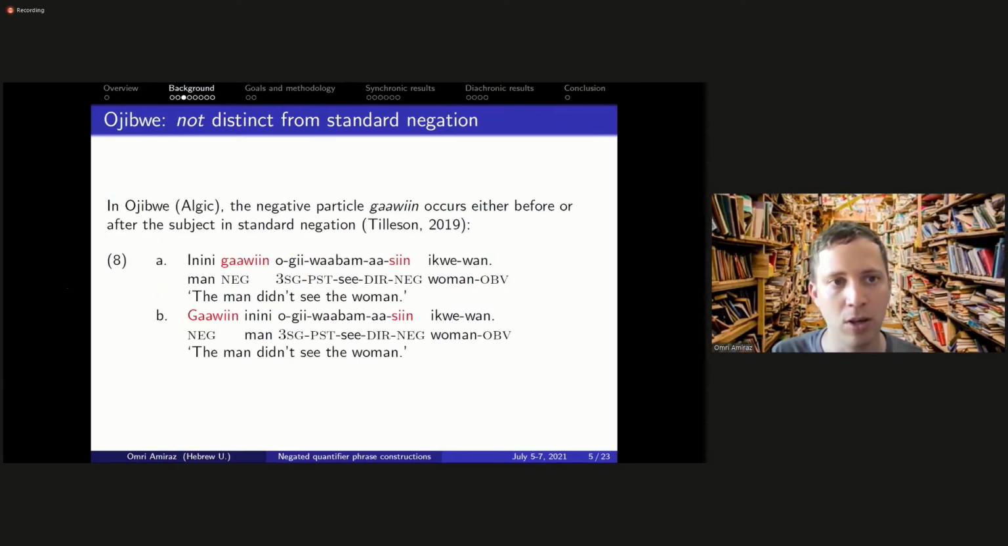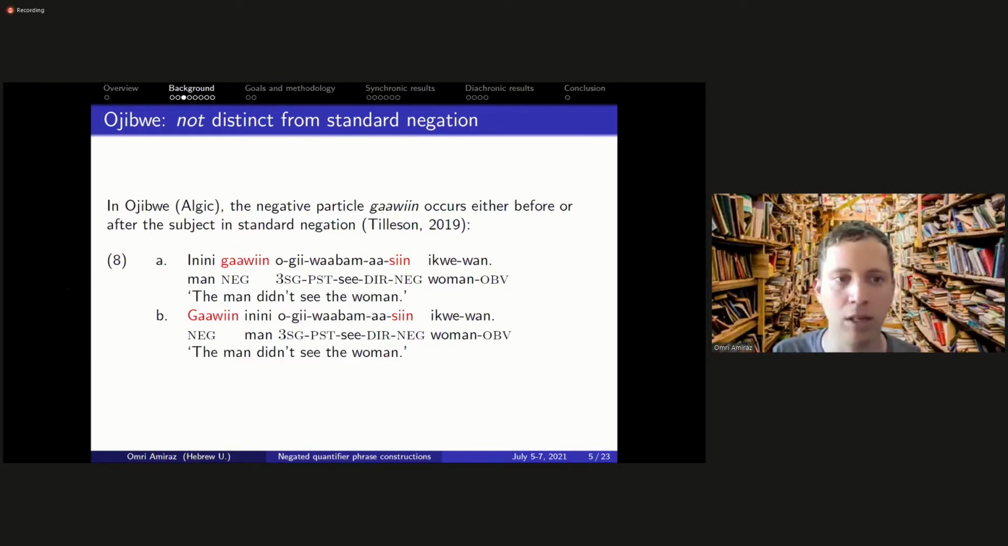And in Ojibwe, it's not the case. The negative particle, gawin, occurs either before or after the subject in standard negation. So if you want to say "the man didn't see the woman," you can say "man not saw woman," or "not man saw woman." So the negative particle can either follow the subject or precede it in standard negation.